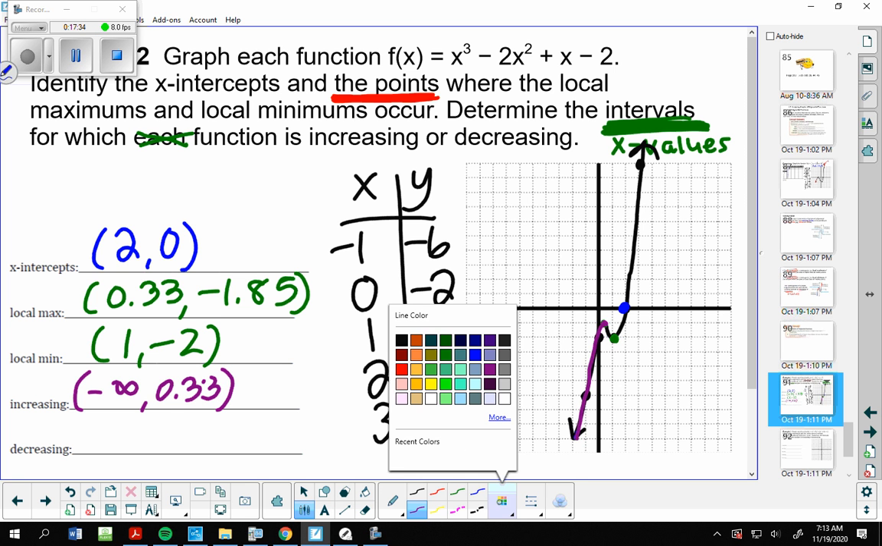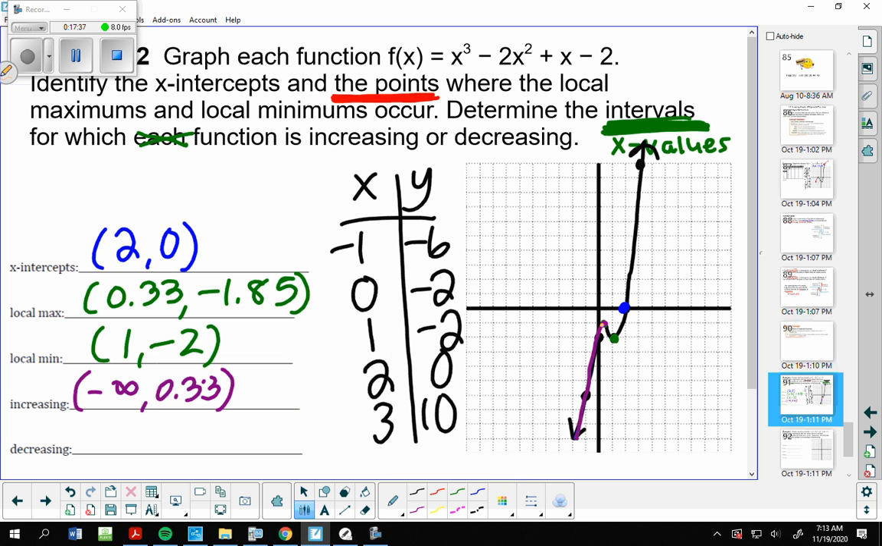Then it's decreasing from the x value of my local max all the way to the x value of my local min, which is from 0.33 all the way to 1, right? Again, the x value of your local min. And then it's increasing again from the x value of my local min all the way up to positive infinity.